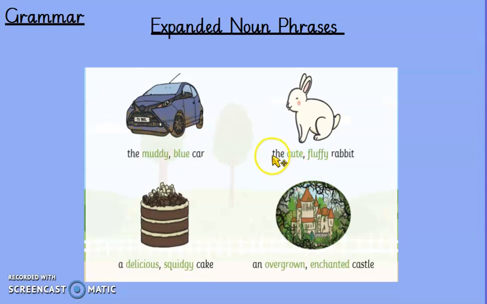Okay, let's have a look at this one. The cute, fluffy rabbit. Rabbit is the noun, and cute and fluffy are the adjectives. Maybe you could discuss the other two at the bottom here with your grown-up. Tell them what is the noun and what are the adjectives.